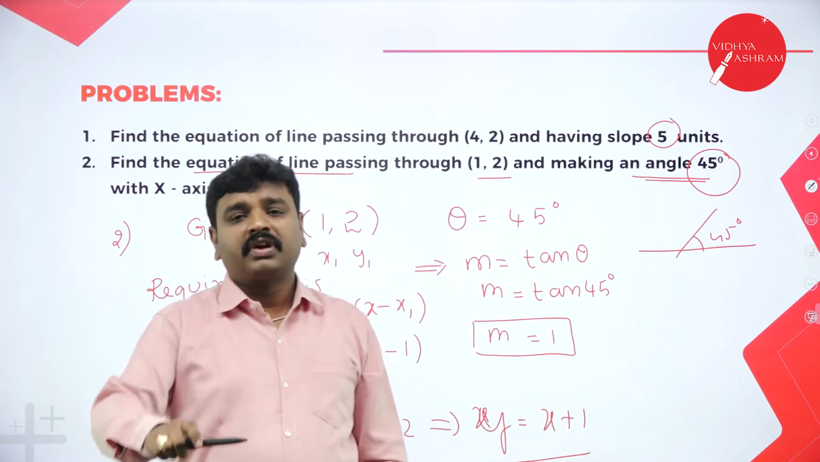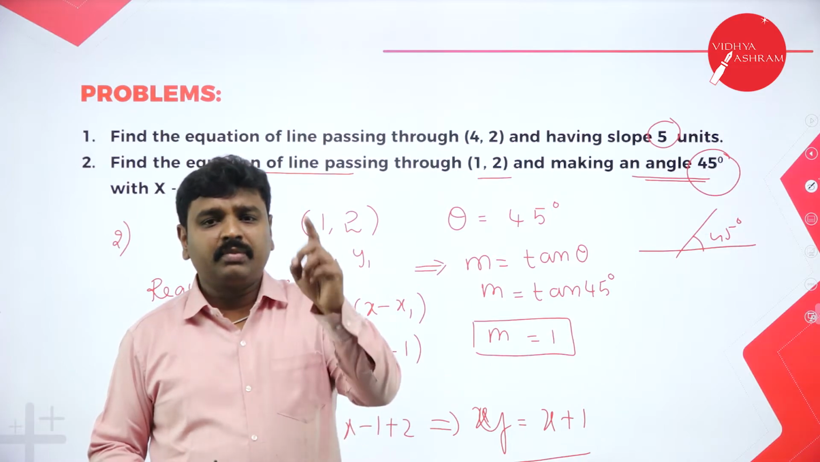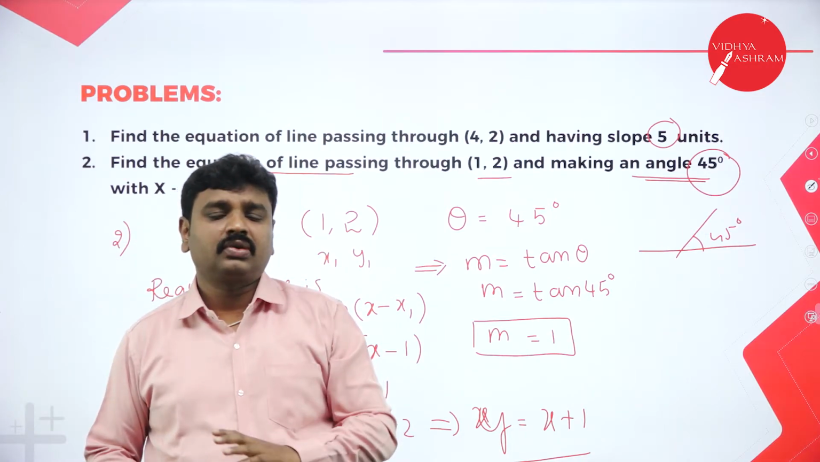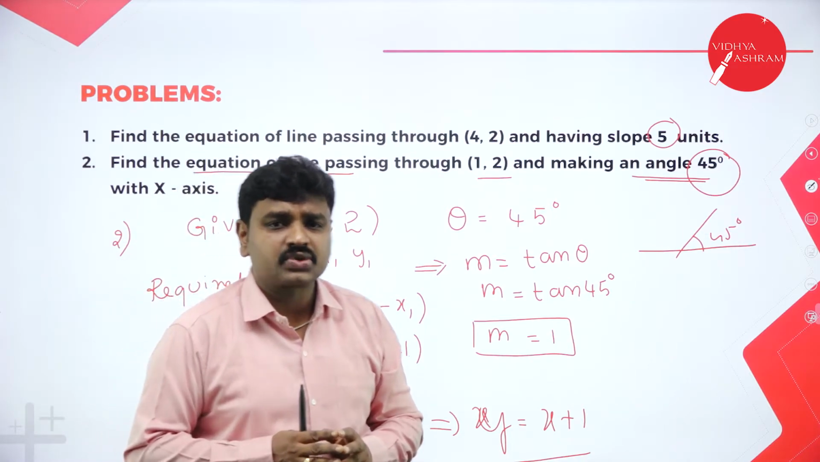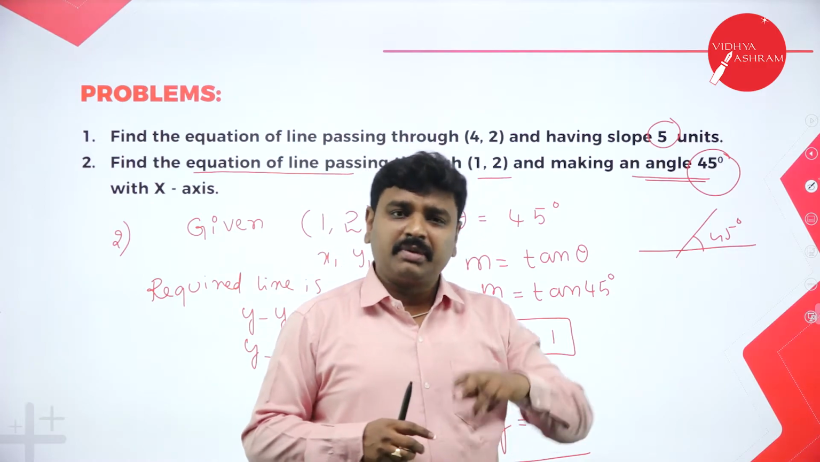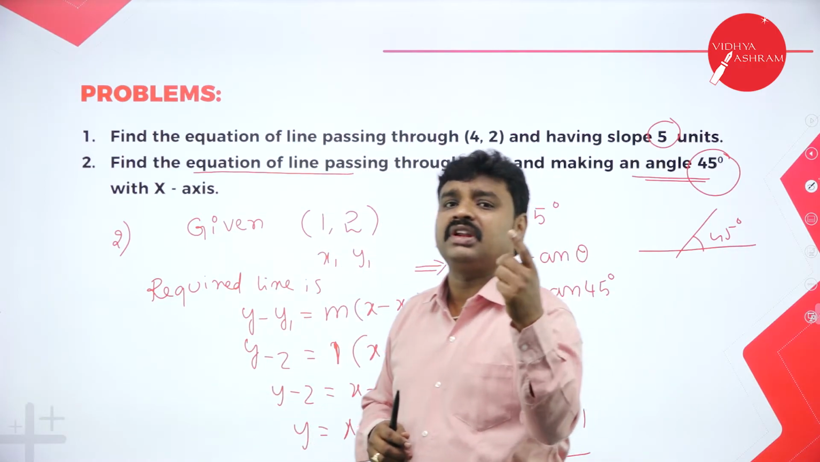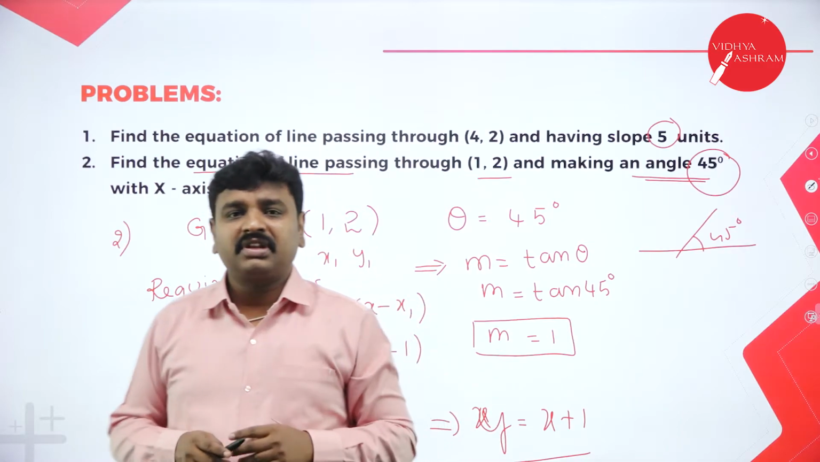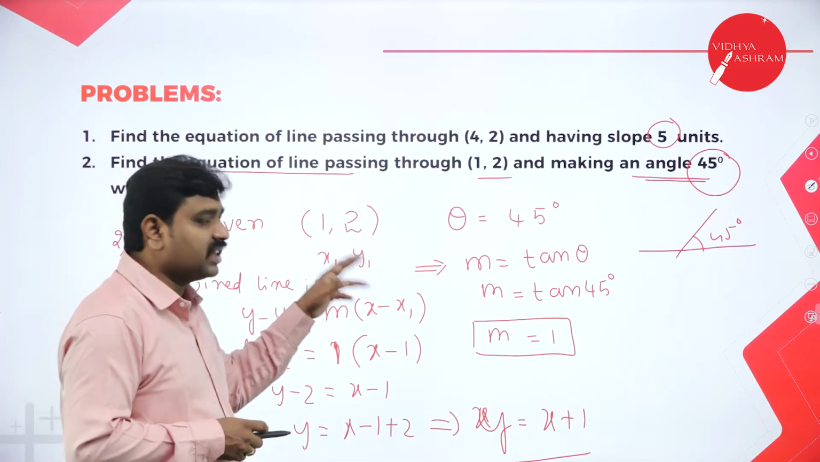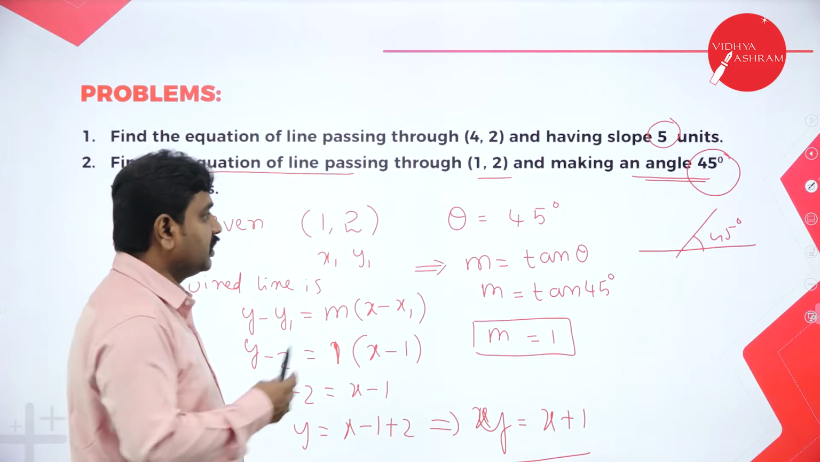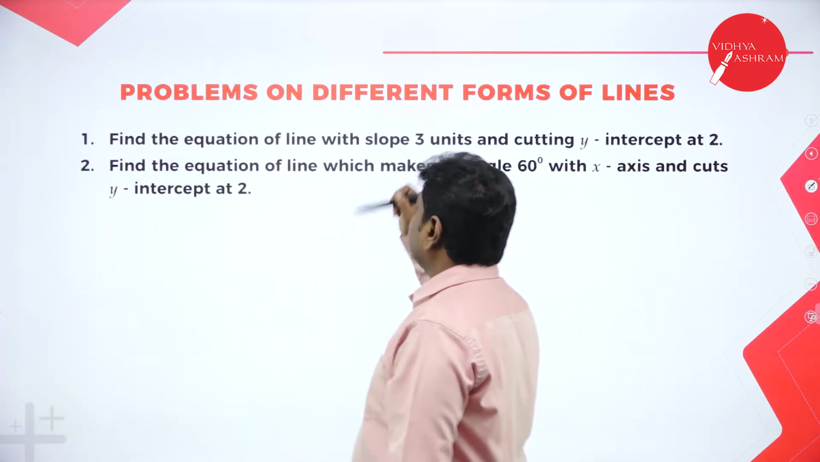Let me repeat, what is point slope form? Y minus y1 is equal to m into x minus x1. What is m? Slope of the line. What is x1, y1? Point on the line. They may give slope directly or they may give the angle made by the line with x-axis. Angle made by the line with x-axis is theta. When they give theta, find tan theta. That is m.